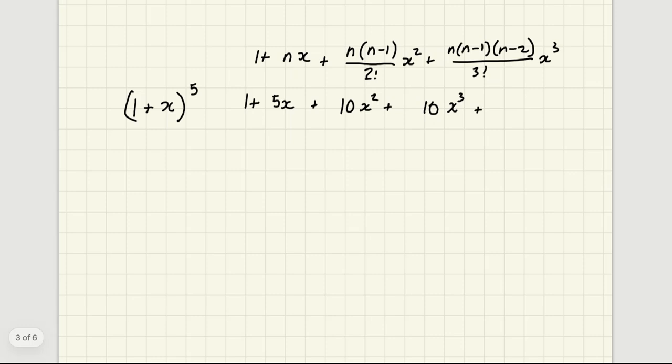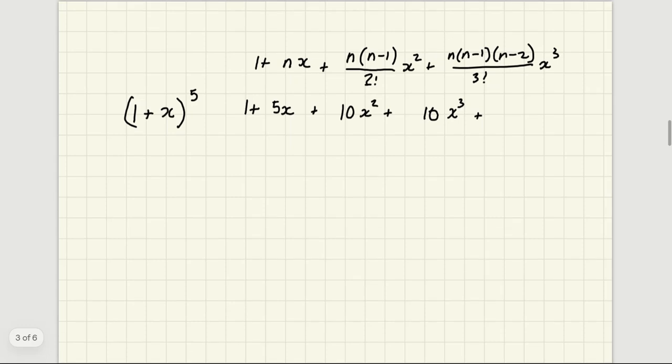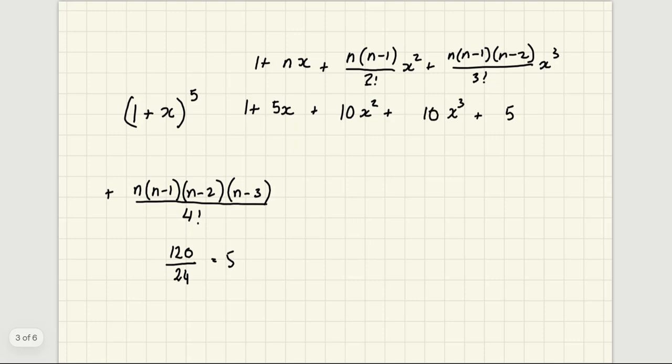So the next one is going to be 5. Plus, well, the next term is going to be n times n minus 1 times n minus 2 times n minus 3 over 4 factorial, which is 120 over 4 times 3 times 2, 24, which is 5. So we end up with 5 x to the power of 4, plus x to the power of 5.